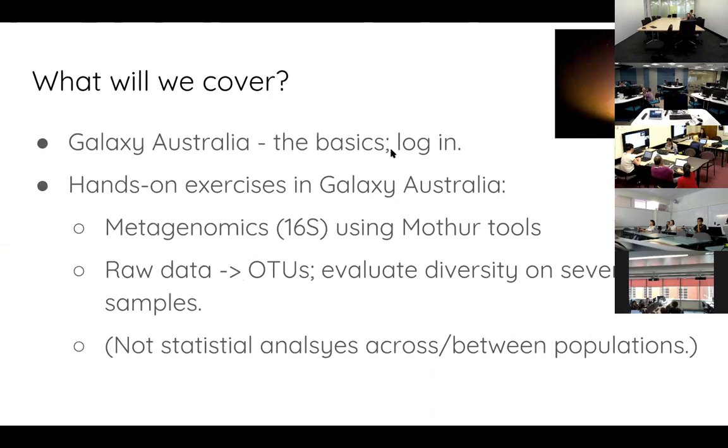So today we'll cover the basics of Galaxy Australia and we'll log in, and then we'll do a hands-on workshop where we look at metagenomics of 16S, and we're going to use a suite of tools called Mother. And our process today will be going from the raw data to what we call operational taxonomic units. So they're proxy for taxa. So we're going from raw data, identifying our taxa, and then we can evaluate the diversity between samples. So we'll do that in our workshop, but we are not going to be covering any statistical analyses that people might want to do across populations. But again, I'll be providing some resources if you want to keep working on your analyses.